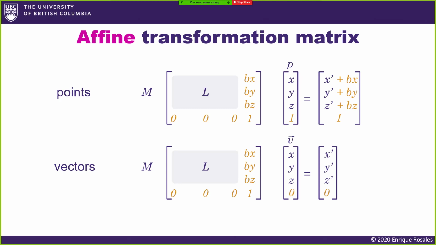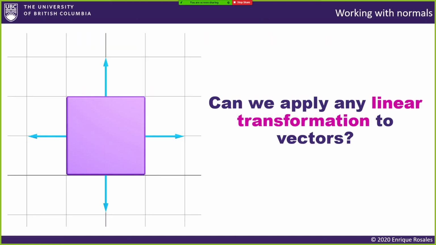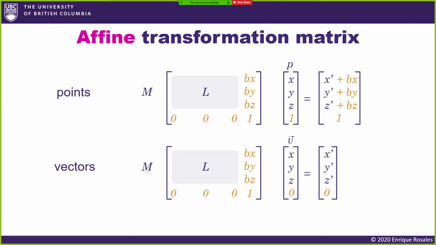of vectors. So now I have a question for you. Using affine transformation matrices, can we apply any linear transformation to vectors? What do you think? Remember, the linear transformation is this part of the matrix, right? So we know that the translation is already dealt with by this 1 and 0, and so we discard the translation in the case of vectors. But what happens with these linear transformations?